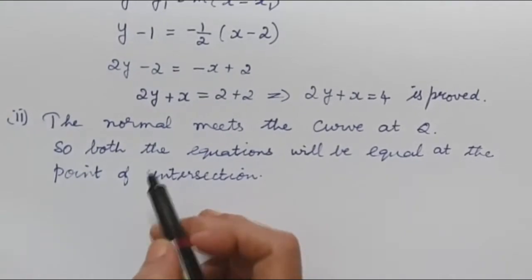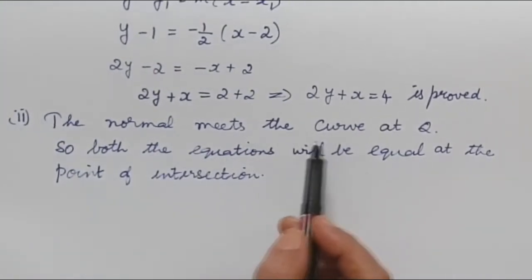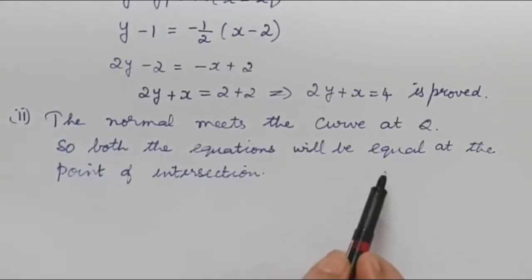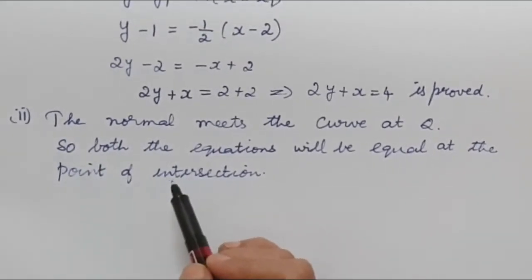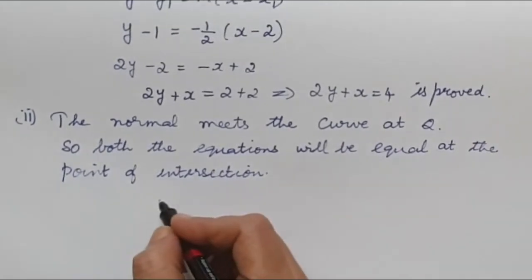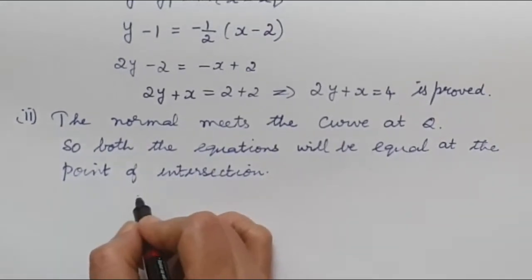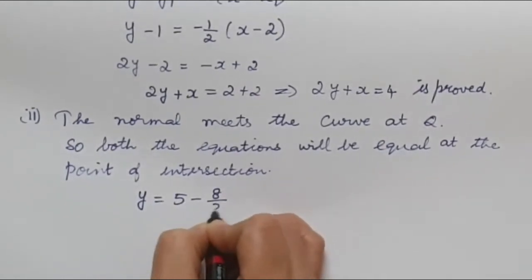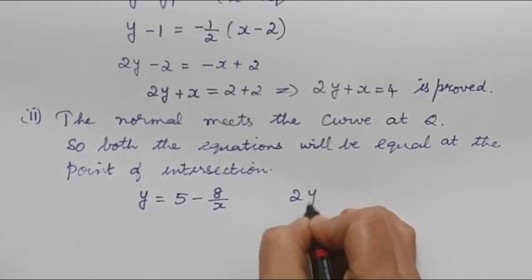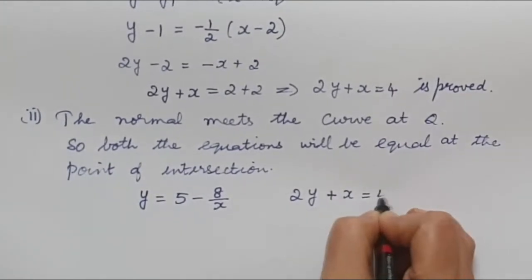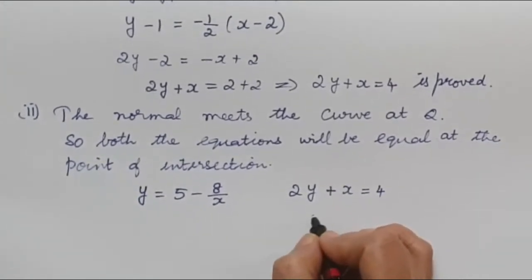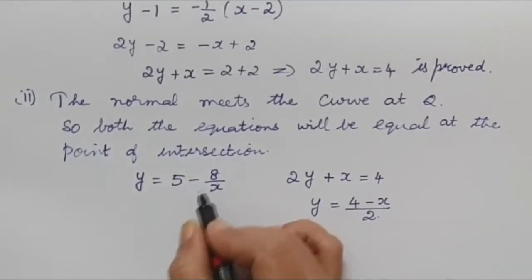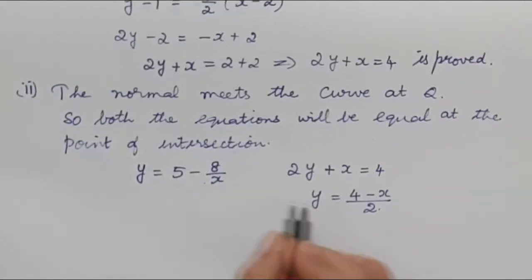Now in the second part of our question, the normal meets the curve at Q. So when the normal and the curve meet, both the equations will be equal at the point of intersection. So now we are going to equate both the equations and then find the value. That is, the equation of the curve is y equal to 5 minus 8 over x, and the equation of the normal is 2y plus x equal to 4. From this, let us find what y is. y will be equal to 4 minus x over 2.